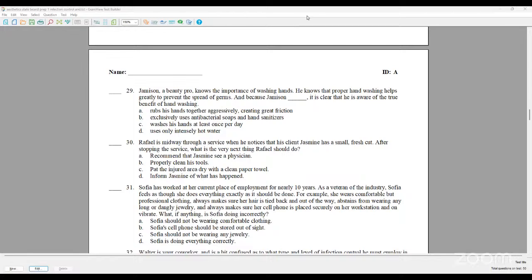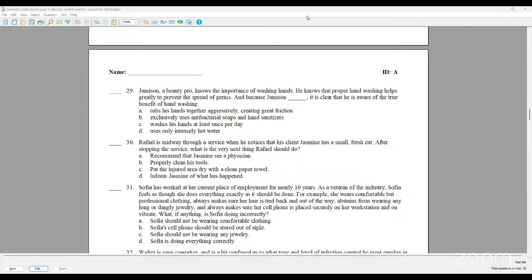29 just makes sense. Oh, it's A. 29 is A, and you can find that under employ the principles of prevention. It's going to be chapter 5 under that objective. Because he rubs his hands together aggressively, creating great friction. I guess they would think rubbing their hands together and friction while he's washing his hands is getting the dirt and stuff like that off.